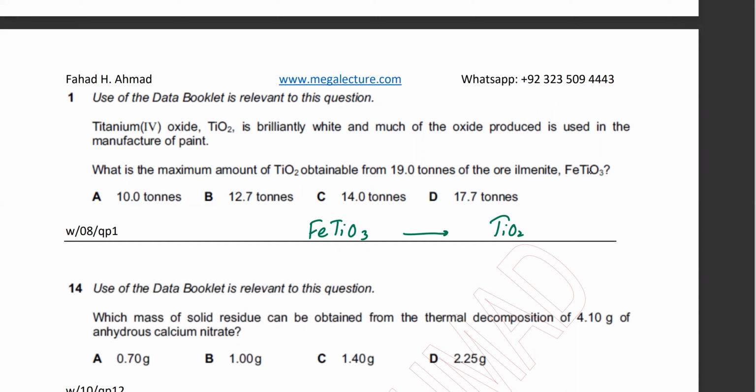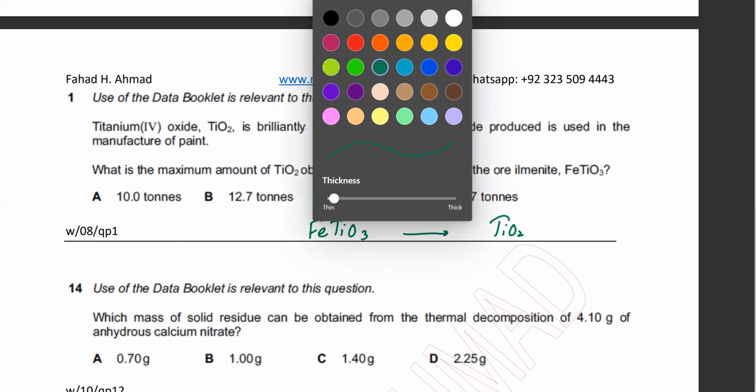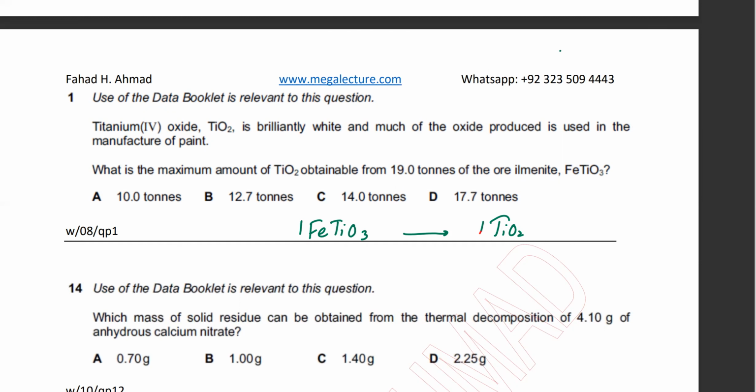Now, even though you don't have a complete equation, and you don't know what happens to Fe, at least you can figure out the ratio. If you have one molecule, it's got 1 Ti, so the amount of TiO2 that can be produced is going to be 1. From one molecule, you can only get 1. It's going to be 1:1. You can't get 2 TiO2s from it because then the Ti would not be balanced. And the question is, what is the maximum amount of TiO2 obtainable from 19 tons of the ore?